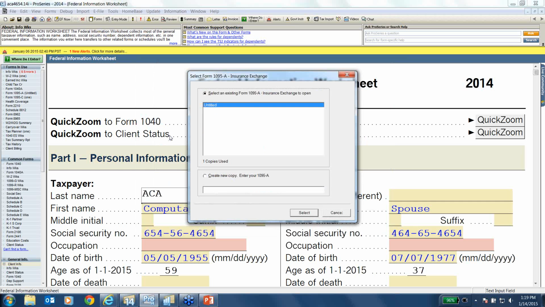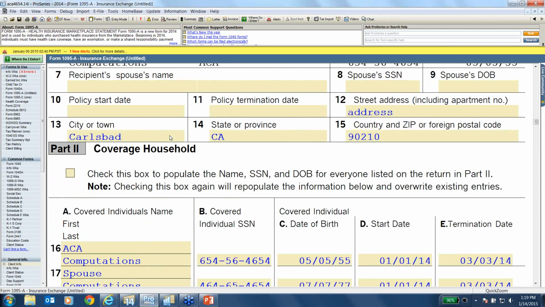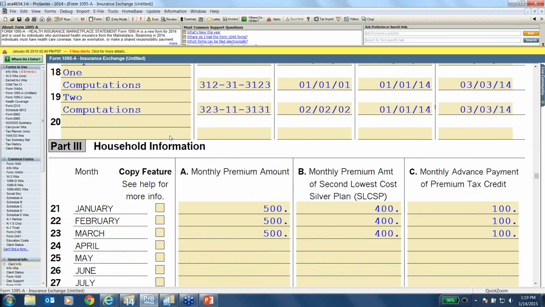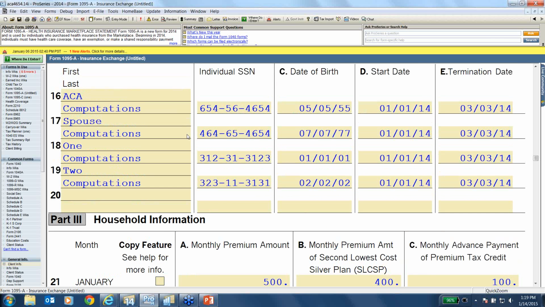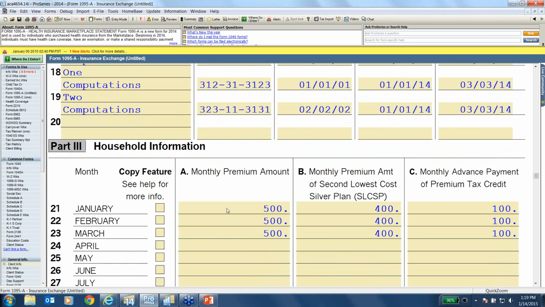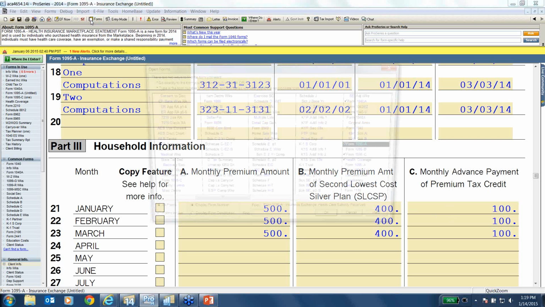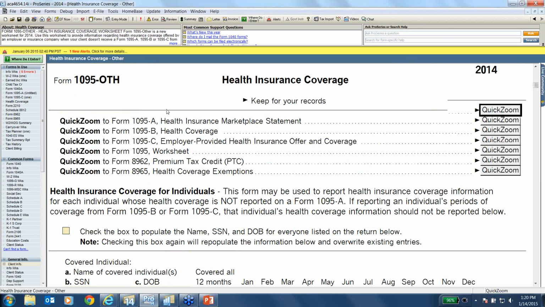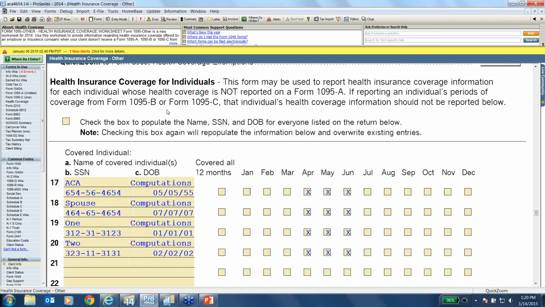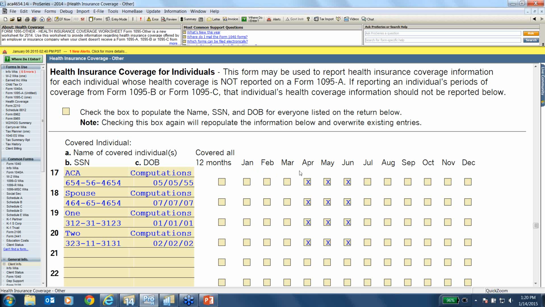Have entries in the 1095A. And we're saying that the members in the household had coverage for the first quarter, and they would have gotten $500, or the monthly premium amount $500 for the first 3 months. Second lowest cost silver plan $400, and the advance is $100. No entries in the B and C, but we have this miscellaneous health coverage screen. And just as we said in LaCert, we're saying these folks had coverage April, May, and June.